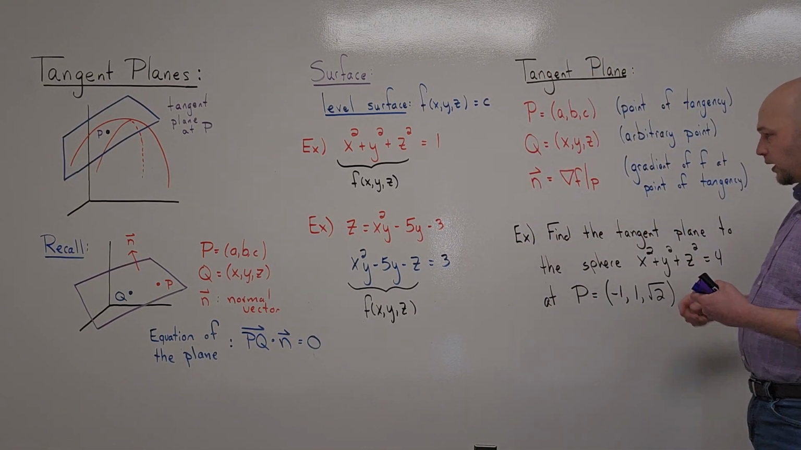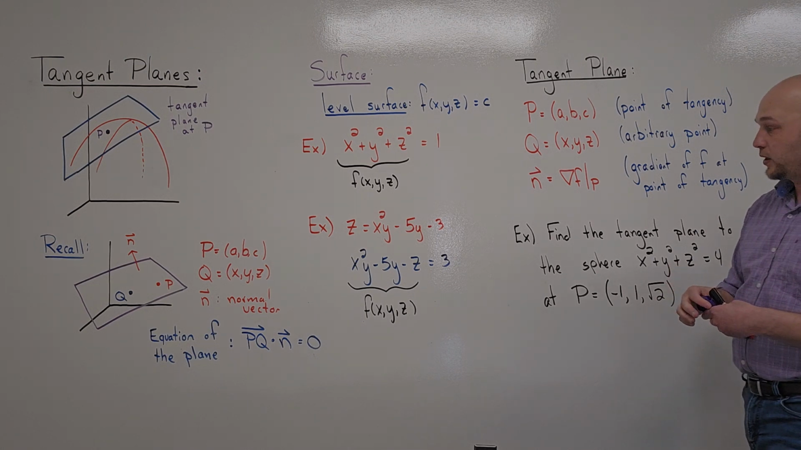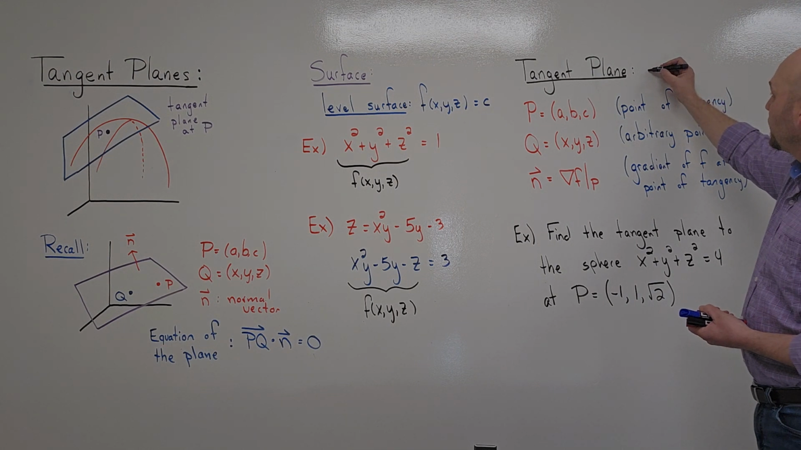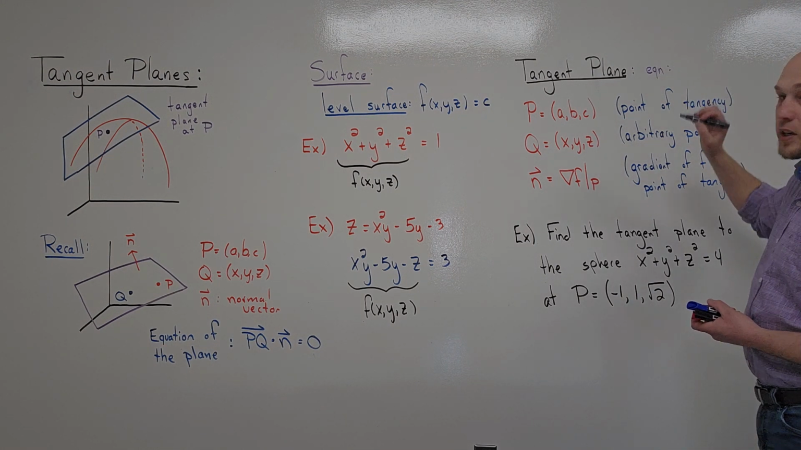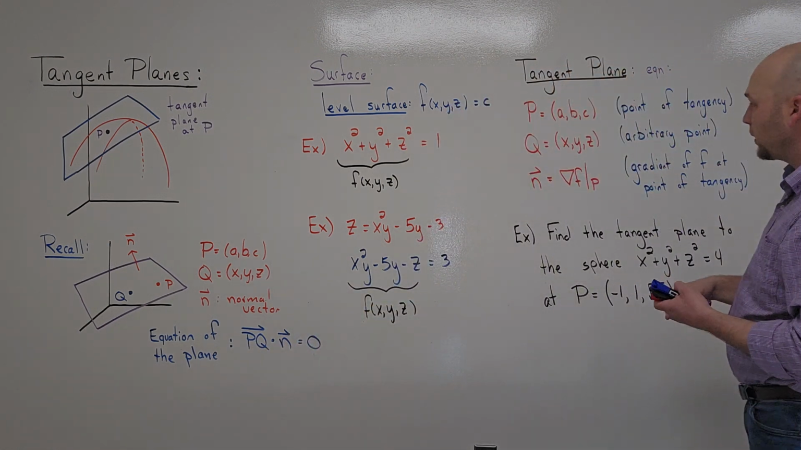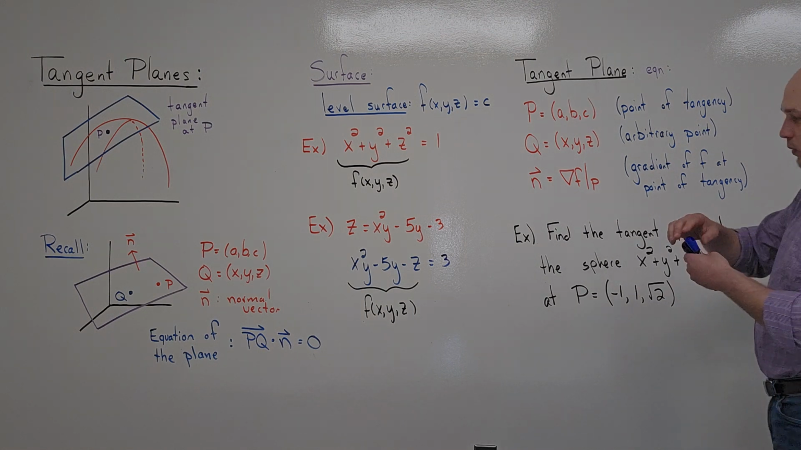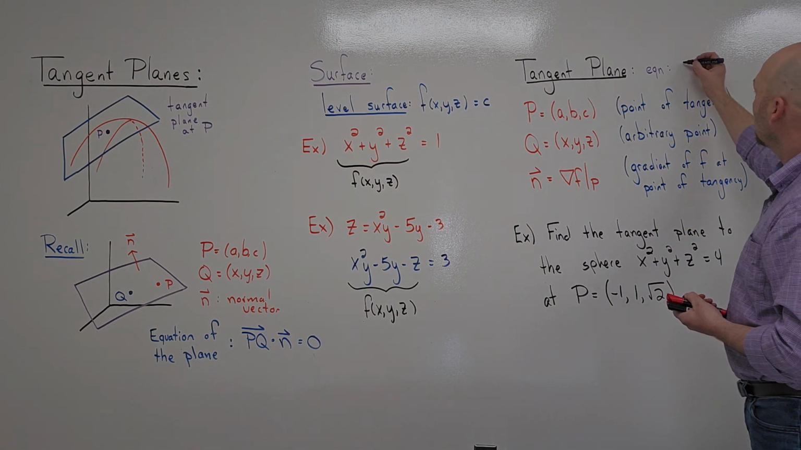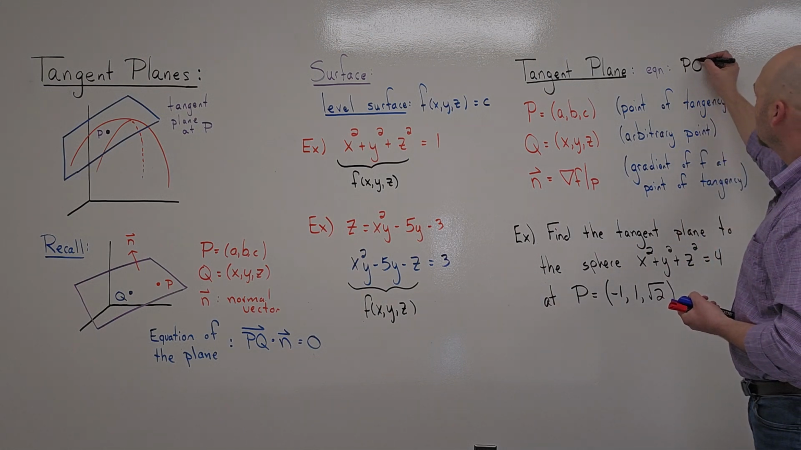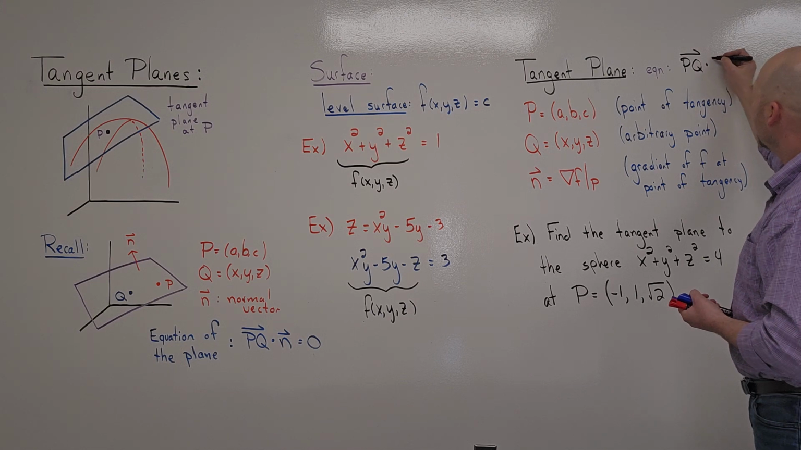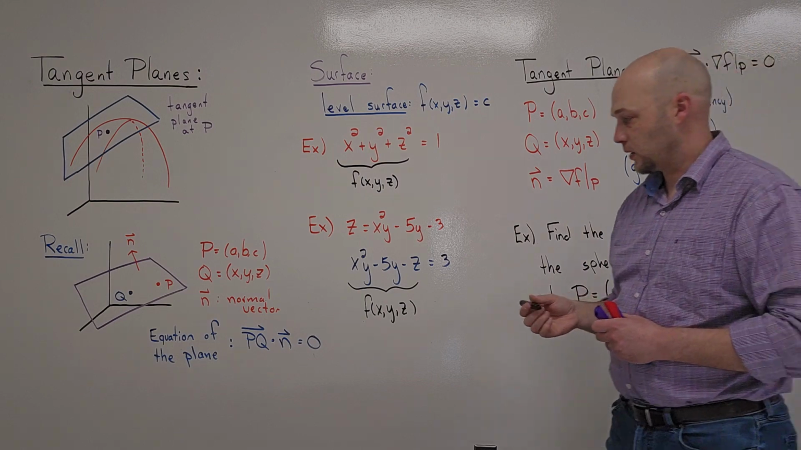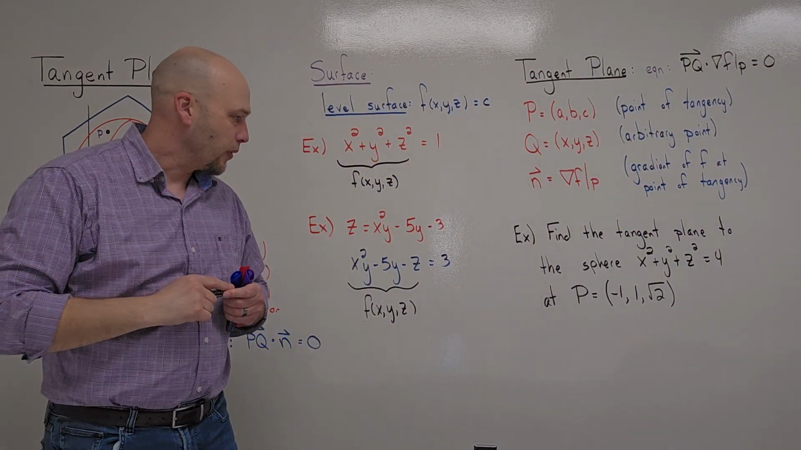I started to write up an example up here, but I probably should write the equation of a tangent plane. Poor planning on my part, but anyway, the equation of a tangent plane follows this exact same format. It's going to be the vector from P to Q dotted with n, which is the gradient of f, set equal to 0. Okay, so let's go through an example to figure out how that will work.